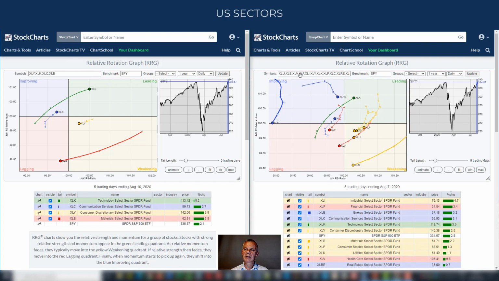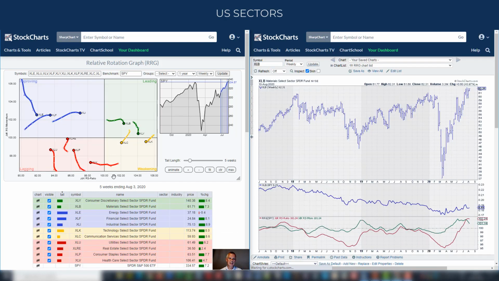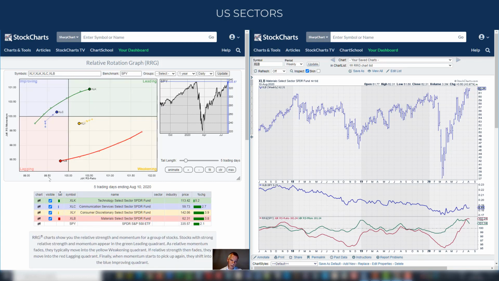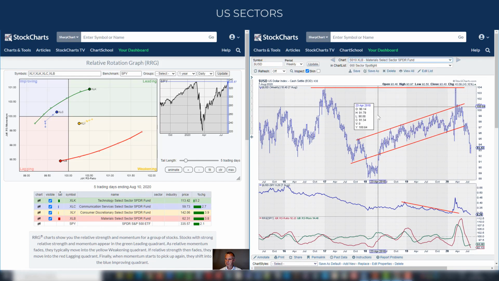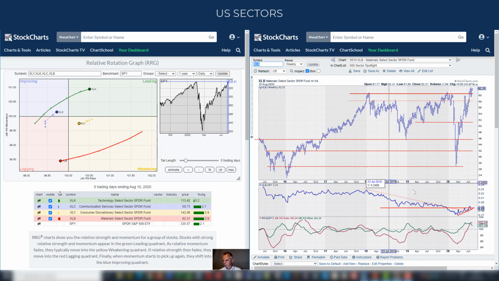Now let's have a look at the proper charts, and let's start with materials, which is inside leading on the weekly and just headed into lagging on the daily. Let me bring up my sector spotlight chart list, and here is the materials. So here's the annotated chart. As you can see, we broke out of that horizontal resistance, above that horizontal resistance, and that's a strong sign.